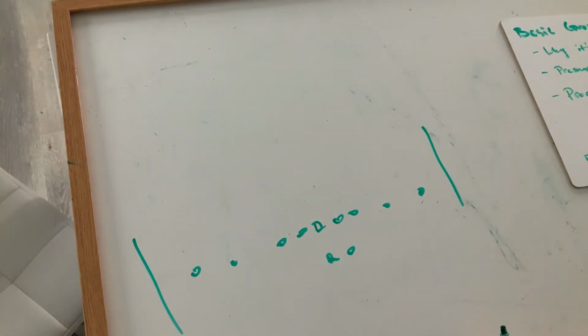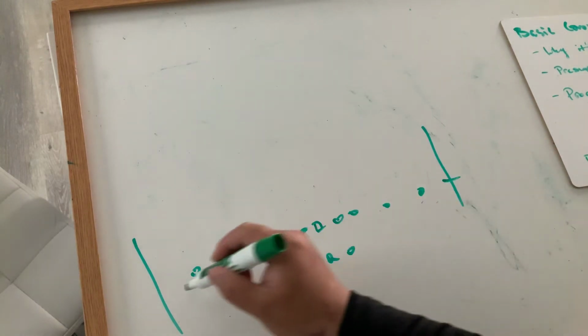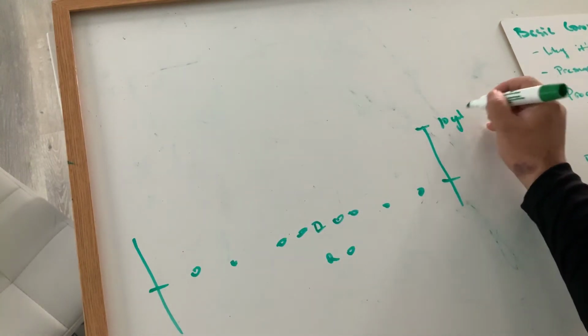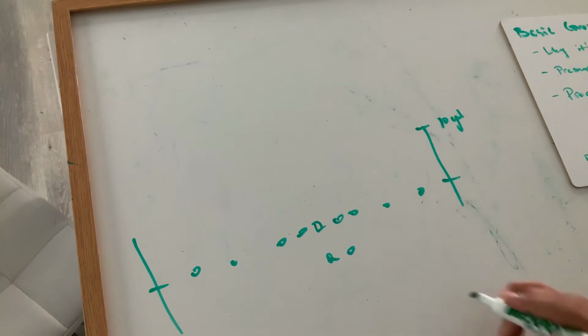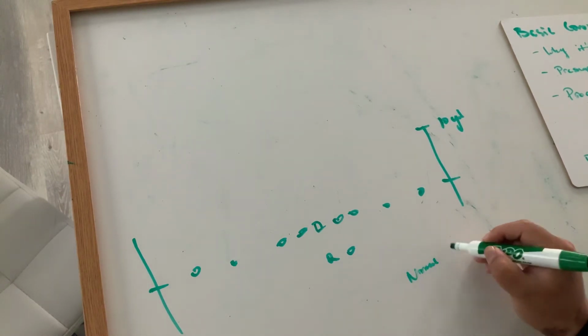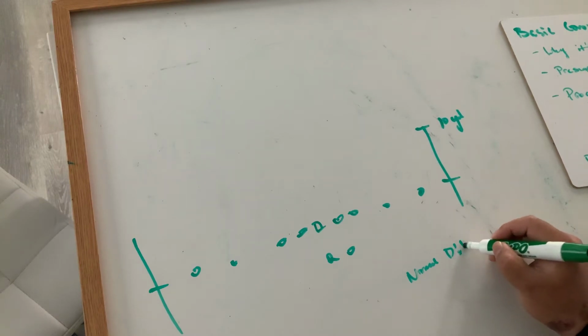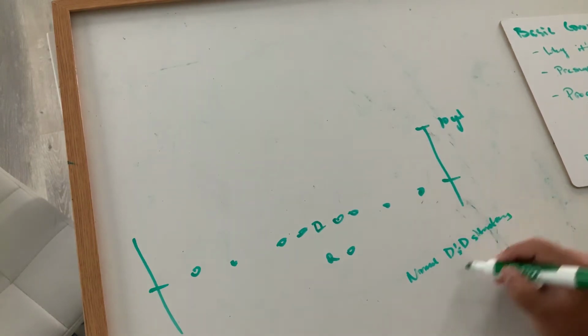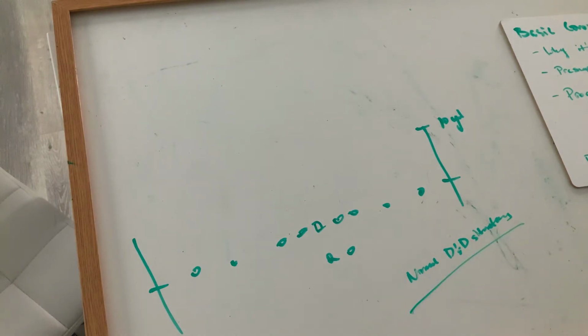Okay, first thing we want to do when we're trying to figure out what type of defense they're running right now is, if this is the line of scrimmage right here, I want to look at the 10-yard mark. And I should make a note down here: normal down and distance situations. Why is that important?